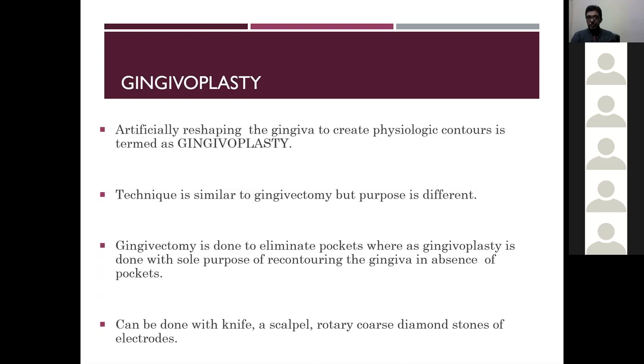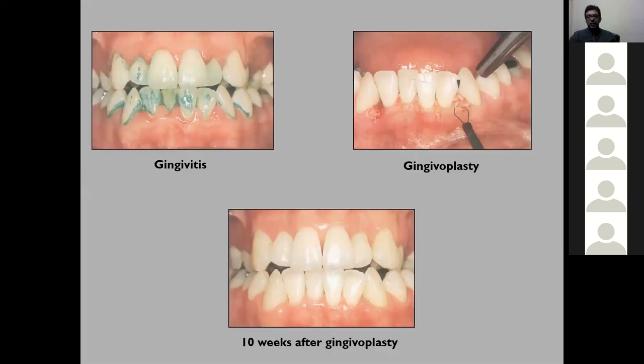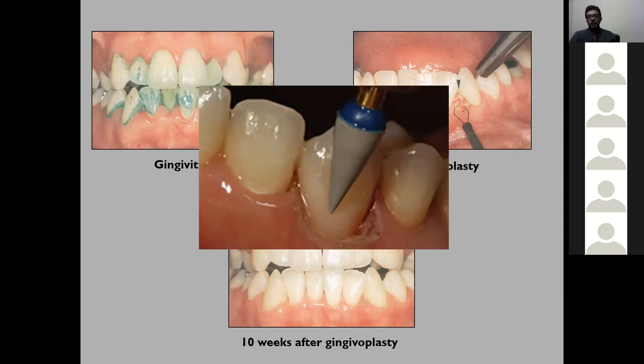You can use knives, you can use bur stones, and even electrocautery electrodes can be used. This is one of the cases where they have used diamond loop electrodes for electrosurgery, and this is post-operative. You can use lasers, and a few people initially used diamond coarse burs. This is one of the cases where they have used burs, which is called gingitouch. And the same method is also applied for doing depigmentation with burs.